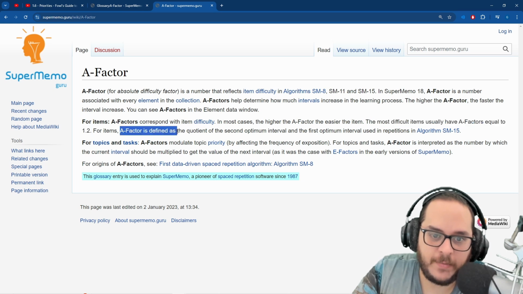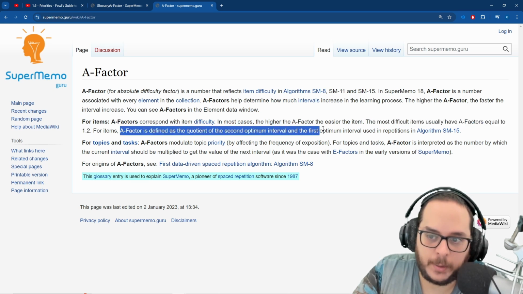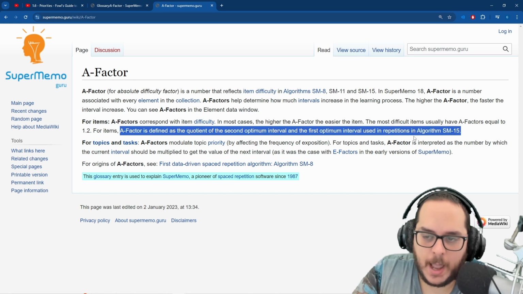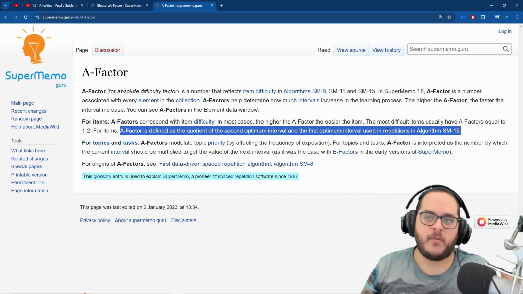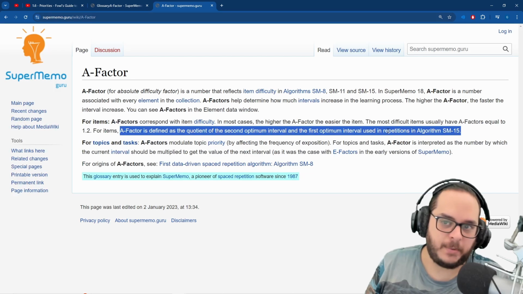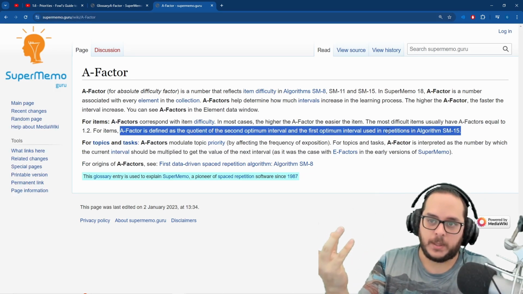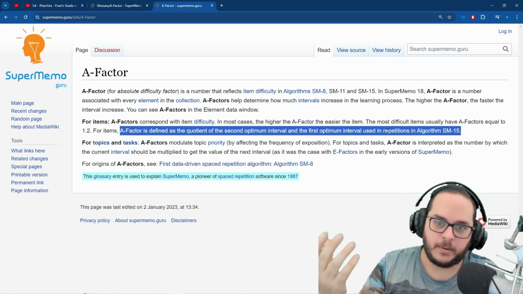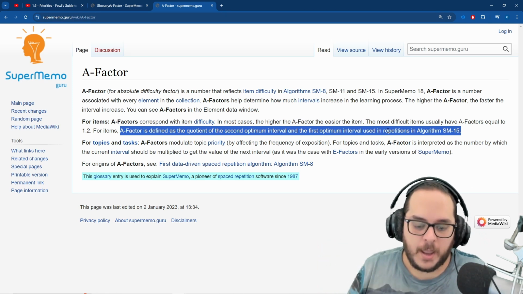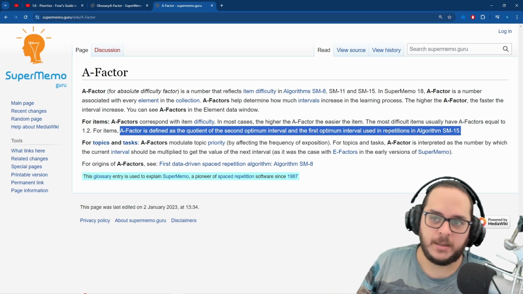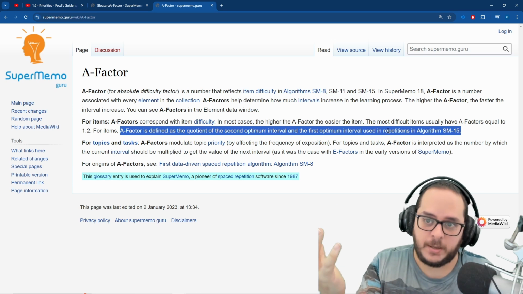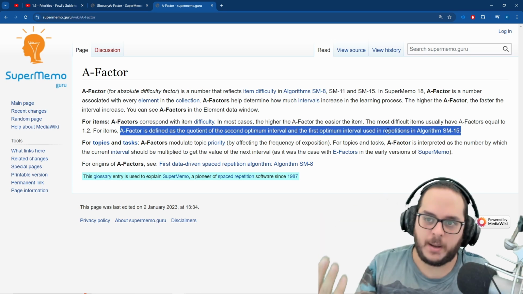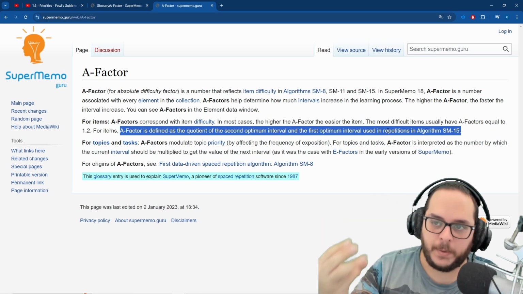Then the A factor is defined as the quotient of the second optimum interval and the first optimum interval. Without the jargon, I have what is considered the best first interval, and the second. So how many times is the second larger than the first? If my first is 10 days, and my next is 30, it means it's 3 times as big. So the A factor will be 3.